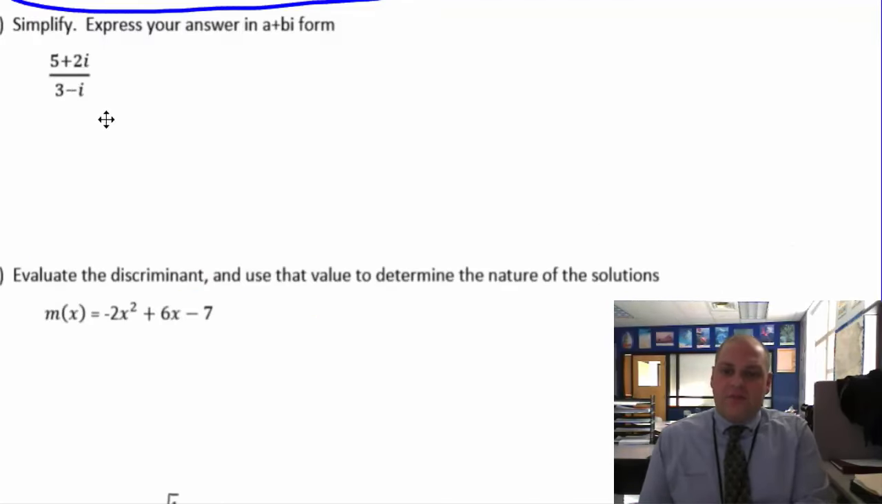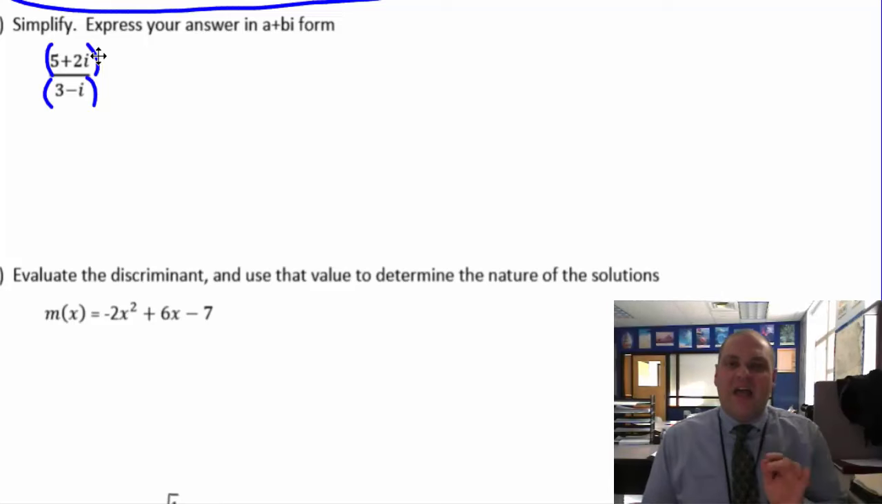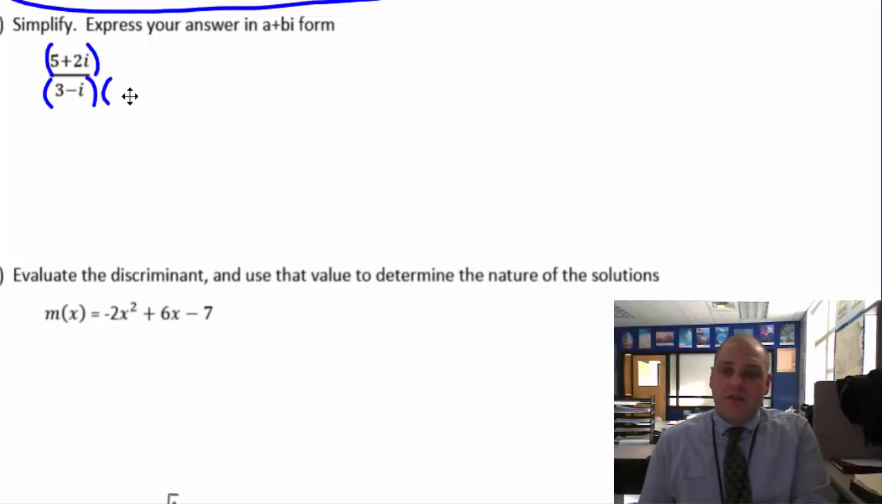Your solution, a plus bi form, so we're going to have to rationalize our denominator. You can't have an i in the denominator. So to get rid of that i, because it's a binomial, you have to use the conjugate, 3 plus i, kind of like how we did the radicals, except i instead, right?